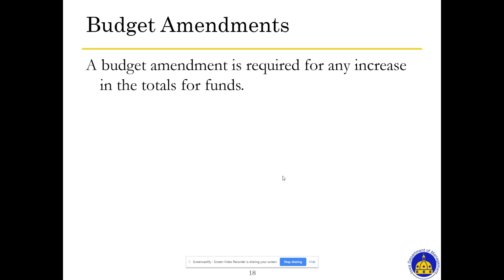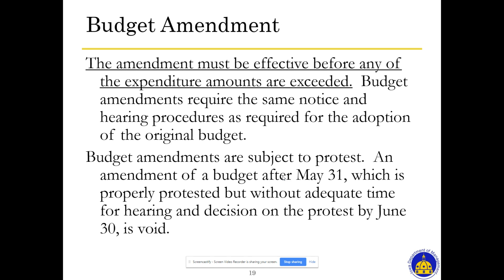Once you are in the fiscal year, a budget amendment is required for any increase in the totals for funds. So if you approved a certain amount of expenditures by fund via your budget, if you find once you're into that budget year that you need to exceed those approved expenditures, then you would need to complete a budget amendment. The amendment must be effective before any of the expenditure amounts that were adopted are exceeded. And budget amendments require the same notice and hearing procedures as required for the adoption of the original budget. Budget amendments, like budgets, are subject to protest.